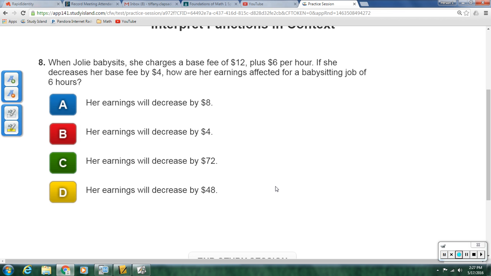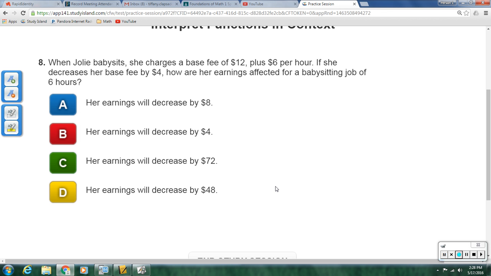Somebody's babysitting. She charges a base fee of $12 plus $6 per hour. If she decreases her base fee by $4, how are her earnings affected for a babysitting job of 6 hours? Let's think about this logically. If she goes to somebody's house for 6 hours, she's going to charge them 6 times 6, right? So 6 hours at $6 an hour, how much is that? 36, plus a $12 fee. $48. So normally she's going to say 48.